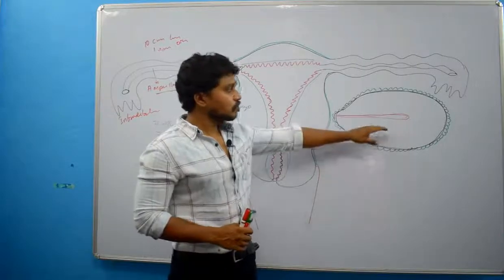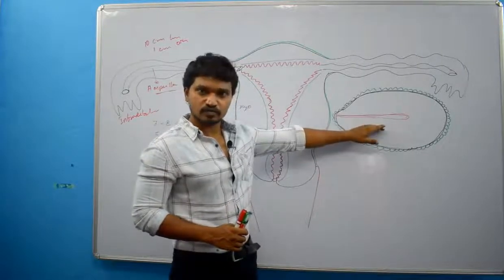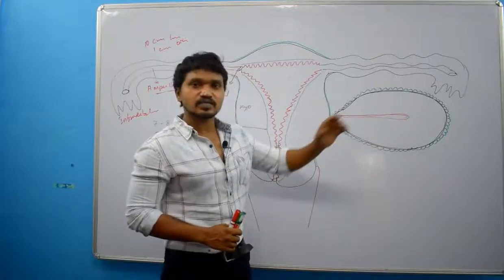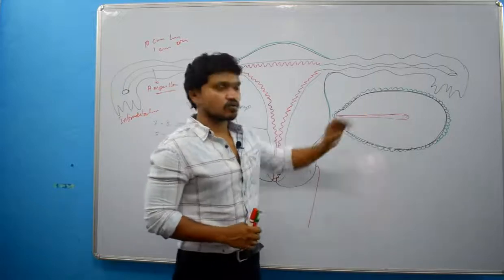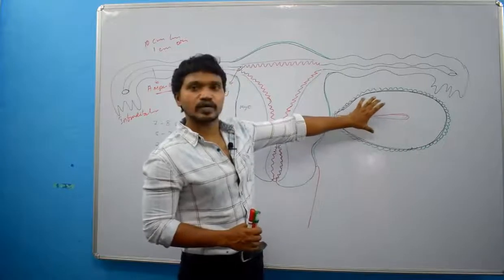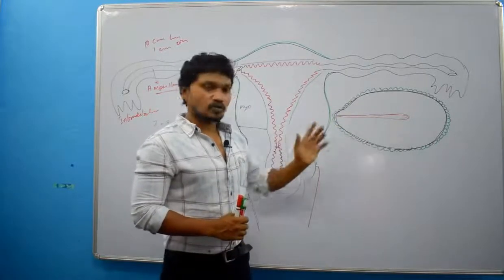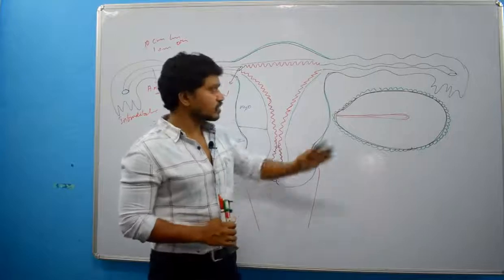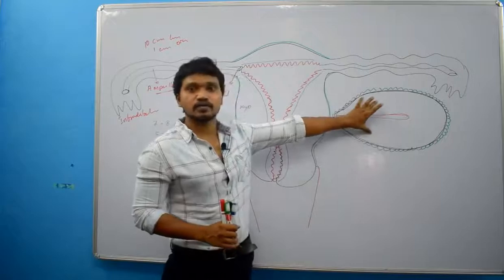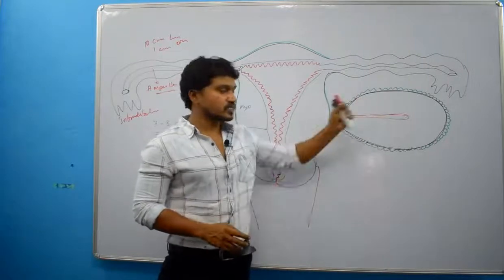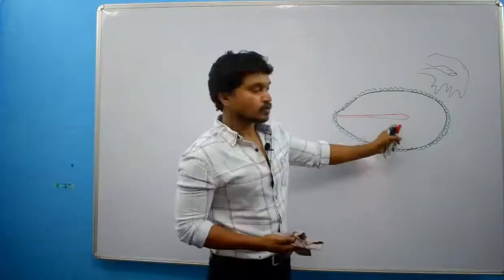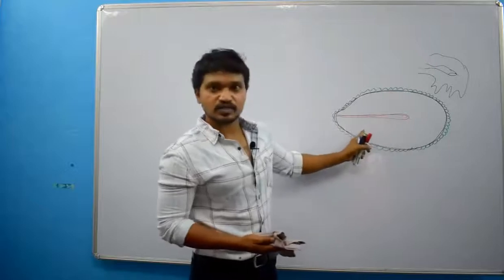Actually, oogenesis occurs in the ovary. Right? That's why I will try to discuss oogenesis within the ovary. I will make a little bigger ovary, and I will try to explain oogenesis within the ovary. So I am removing all these structures, and I will enlarge this diagram to explain oogenesis within the ovary. Okay. So, I am enlarging this ovary now.